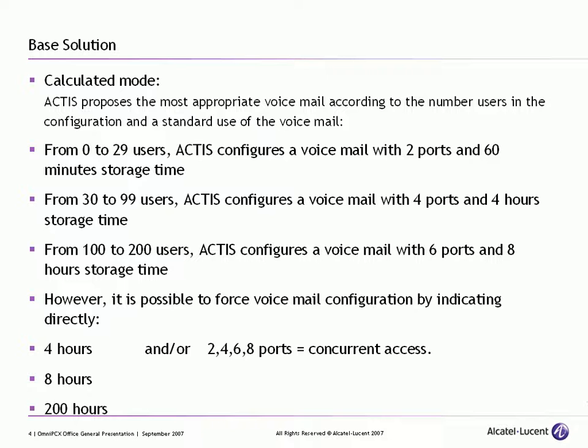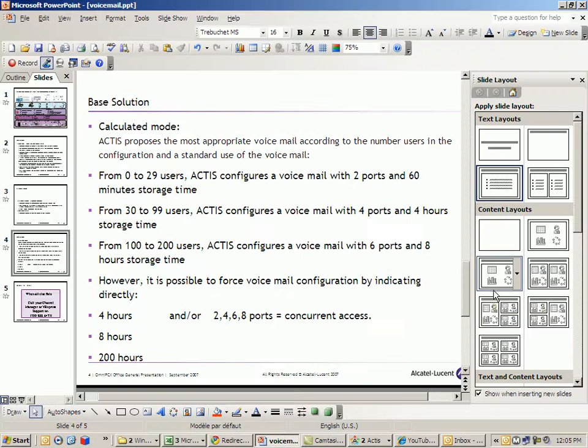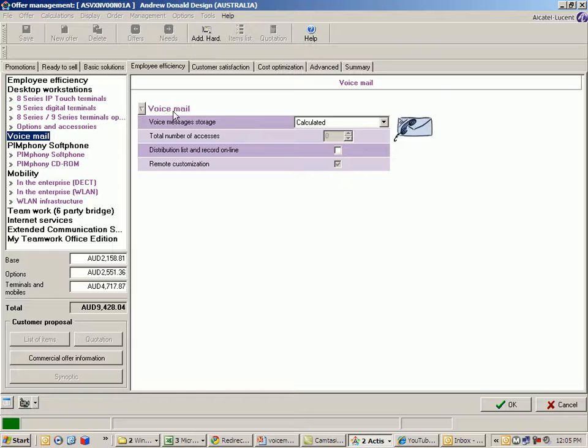However, it is possible for you as the configurator to change those parameters and to force voicemail configuration by indicating either 4, 8 or 200 hours, and or 2, 4 and 8 ports, which is really just talking about concurrent accesses to the voicemail system. So if I just jump out of there for a moment and jump across to Actus, this is the section that I was talking about. In most cases you will leave this as calculated.